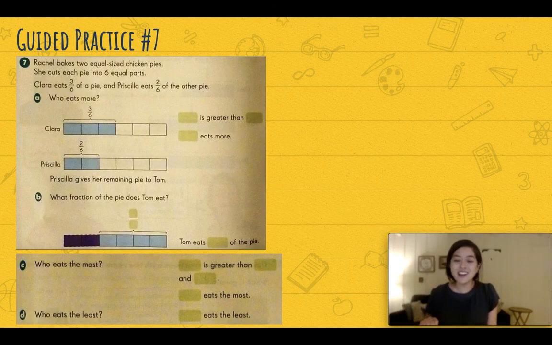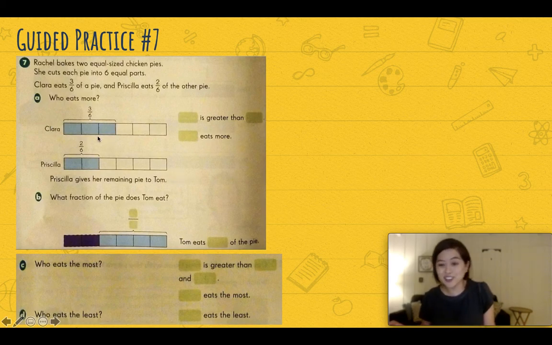Hi again. Okay, let's take a look. It says Rachel bakes 2 equal-sized chicken pies. She cuts each pie into 6 equal parts. Clara eats 3/6 of a pie and Priscilla eats 2/6 of a pie. Okay. So I guess Rachel doesn't even eat her own pie. She's just baking for other friends. That's nice. Okay. So Rachel has 2 chicken pies that are the same size. She gives one to Clara, one to Priscilla.